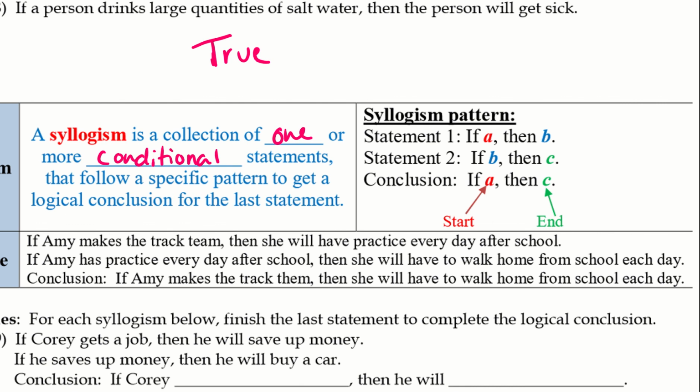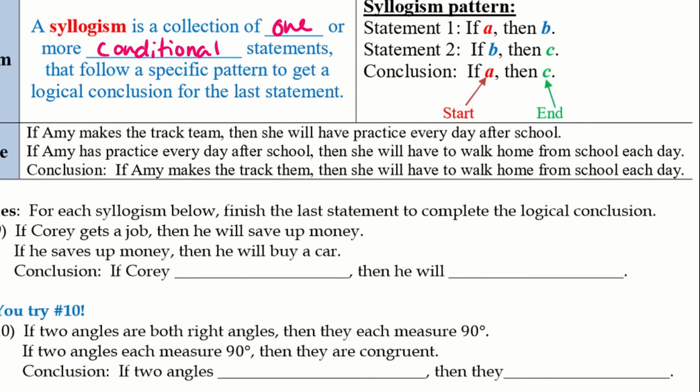So syllogisms are kind of cool, and nice just because it shows you the train of process instead of stating straight, oh, well, if Amy makes the track team, then she'll have to walk home from school every day. And you might be like, but why does she have to walk home? And so then you have to go through and say, well, she has to walk home from school because she has practice after school. So you go through that process of, well, if this happens, then this happens, if this happens, then this happens. So at the very end, if I start with this, I'm going to end up with this. So that's the whole point of this syllogism.